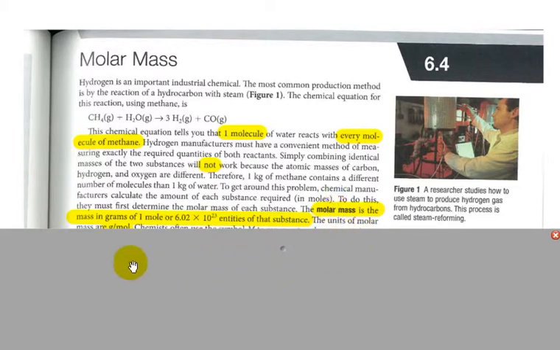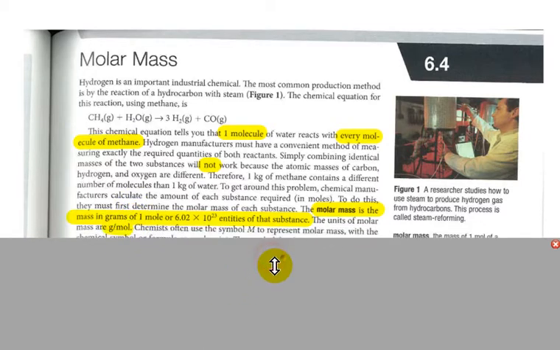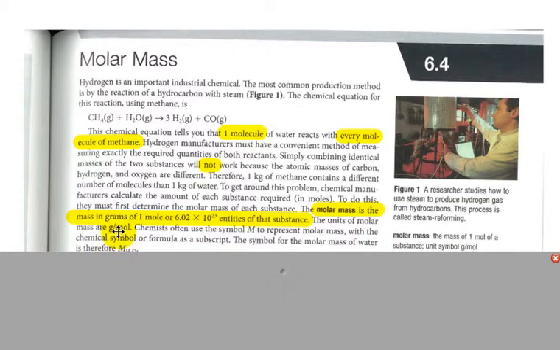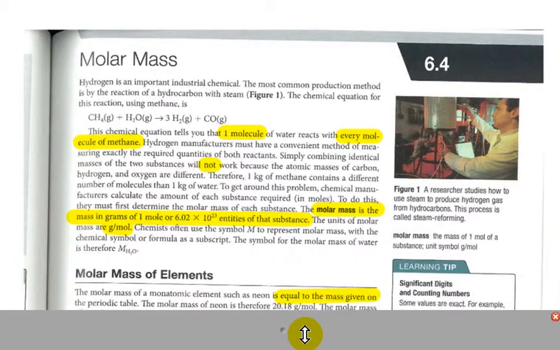Now here the molar mass is the mass in grams of 6.02 times 10 to the 23rd. So if I had, because we can't measure the mass of a single molecule or a single atom, etc. We need to have something that we can look at. So if we take this number of molecules, which is 1 mole, we can actually measure that. And the units would be grams per mole.